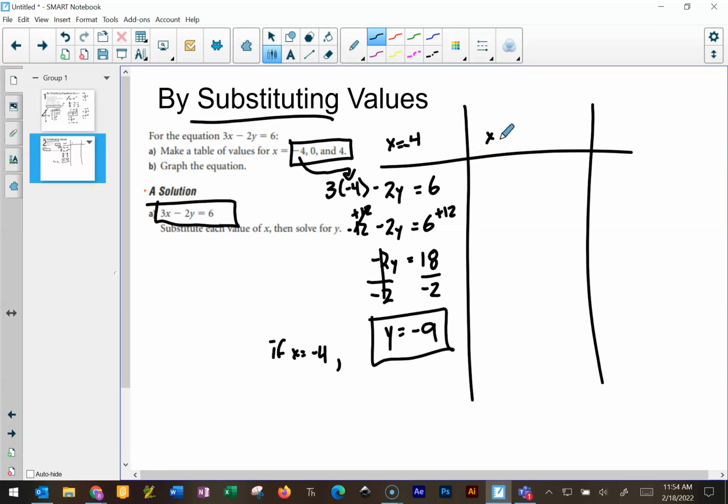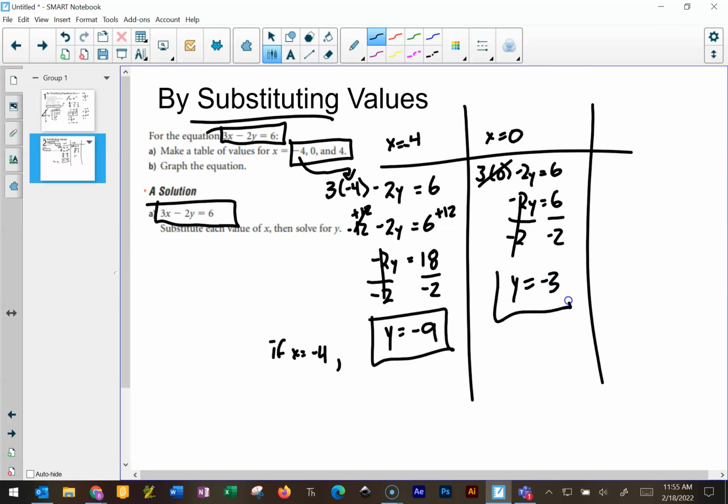Now let's look at the next one, which is x is 0. Zeros are usually super easy to work with. So now we've got the exact same equation, right? We always start with this equation. It's 3 times x, which is 0, minus 2y equals 6. Same process, except this time it's easy because 3 times 0 is just 0. So I can just cross that out. So I'm left with -2y equals 6. Divide by -2, and we get left with y equals -3. So there's the second part. That one was nice and easy to solve.